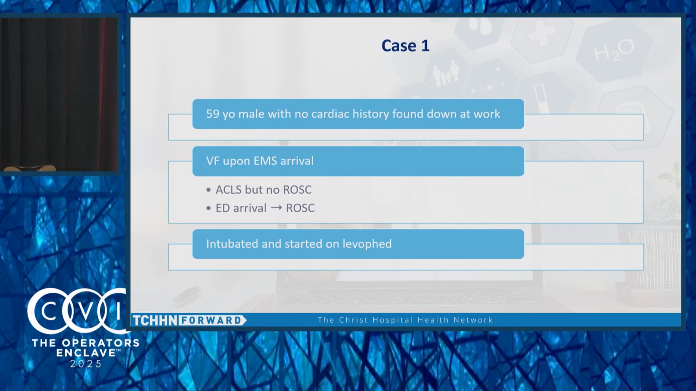A 59-year-old male with out-of-hospital cardiac arrest. He walked into work, on a factory floor type setting, and was found down by coworkers. Bystander CPR was initiated. EMS was called and showed up. He's in VF. Initial attempts at field ACLS without ROSC. Transported to his local ED. Eventually, after a couple of rounds of ACLS, he achieves ROSC, but of course with thready pulses and low blood pressure, gets intubated, started on Levophed, and that's when we get the call, please help.